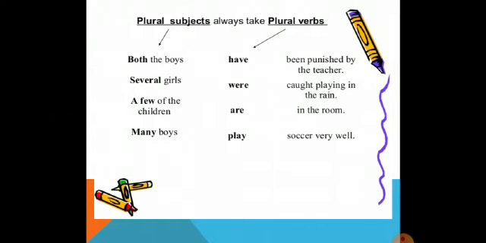When I say several, it means a lot. Several girls were caught playing in the rain. When I say a few of the children, the word few itself, not little, it's a few. So this is already a plural indefinite pronoun. So I say a few of the children are in the room. When I say many, it's not much. Many boys play soccer very well. So this is already a plural form.